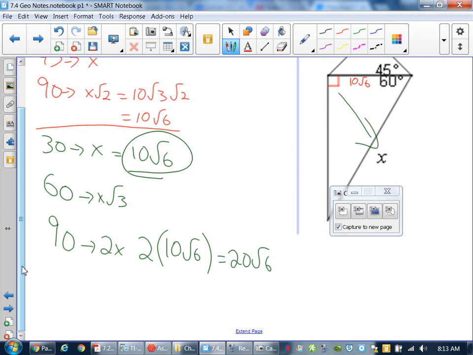If I needed to find the side across from the 60, I would just take my calculator, 10 root 6 times root 3, and hit enter. And that would have been 30 root 2, right? Yeah, 30 root 2. So I did it right. Yeah, if you did that, you got 30 root 2, you're fine. But remember, if it's just asking for a specific side, you don't have to do all that extra work.